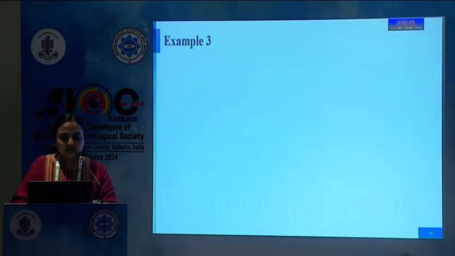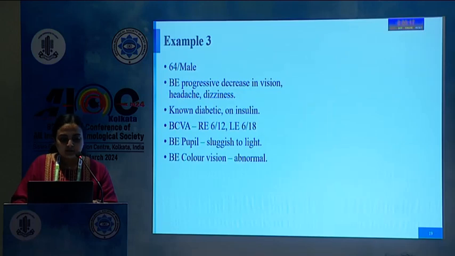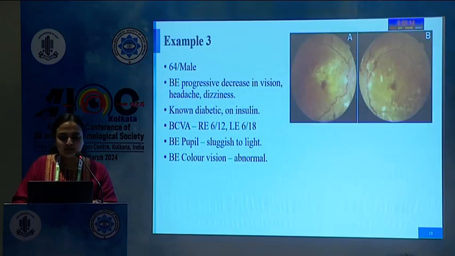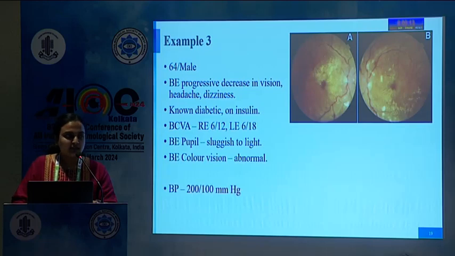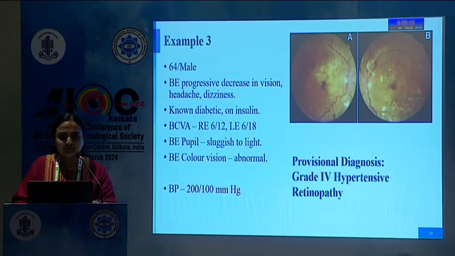So third case is a 64-year male who's a known diabetic, and he's presenting with a fundus picture like this. And you run and check the BP, it's 200 by 100. So it is grade 4 hypertensive retinopathy.